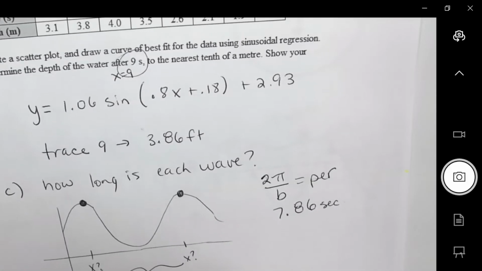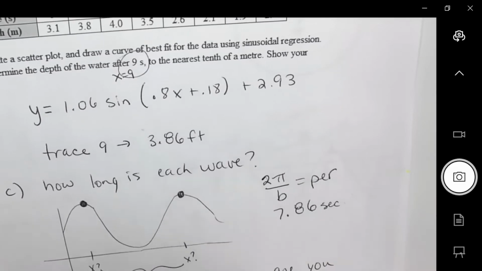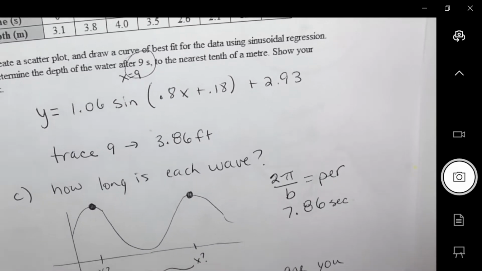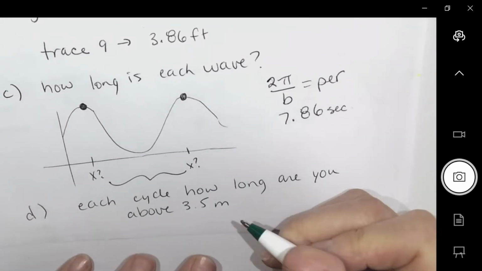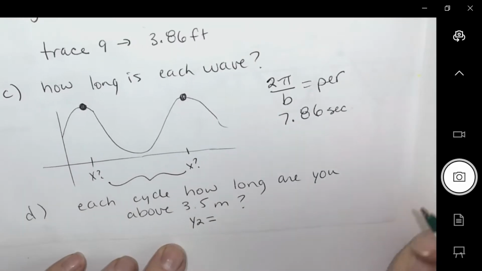Each cycle, how long are you above 3.5 meters? So when you go through each cycle, how long of a time are you going to be spending above 3.5 meters? Okay, so 3.5 meters is a y value, which means I'm going to go a y2 equals.